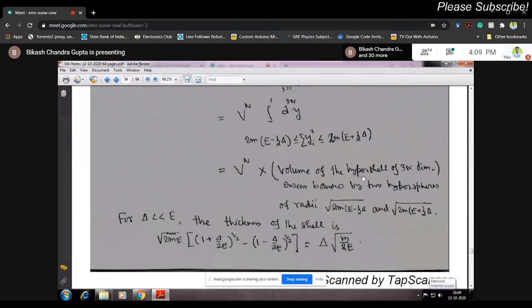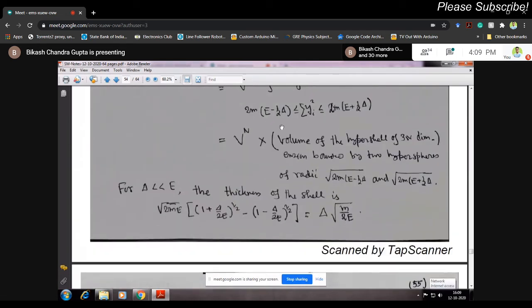That means the square root of this minus the square root of this, and that turns out to be, you can do the calculation by yourself also. Please check this one, that the thickness of the shell is this. Please do it in your notes, with pen and paper, check, and tell me whether it is correct or not. You have two hyperspheres, one of radius this, another of radius this. I am asking you to find the thickness, where delta is the energy width. Please do it by yourself.